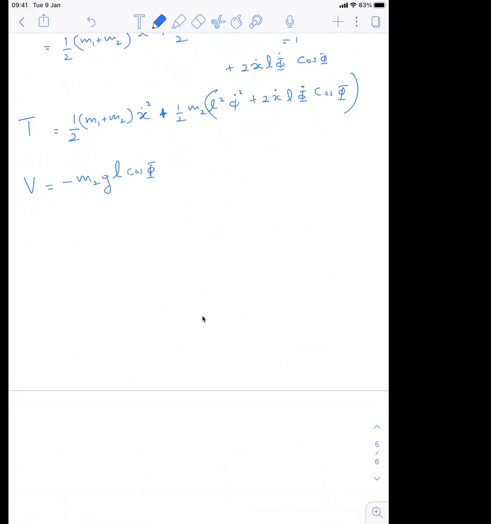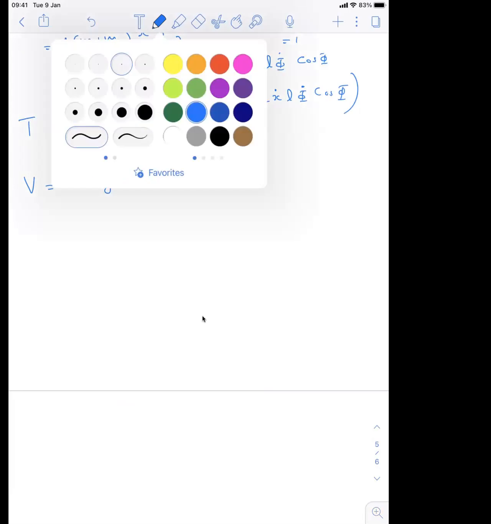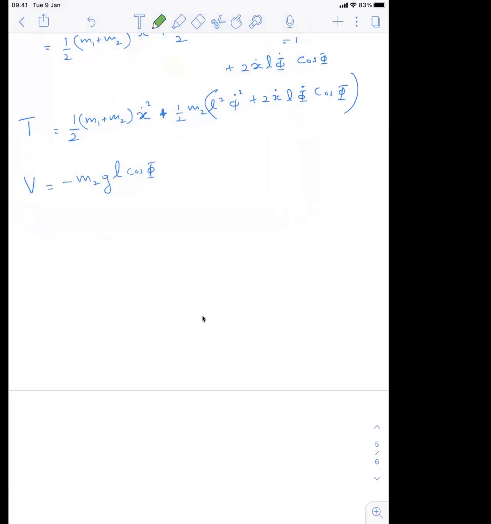Now you can see that it took some time for me to figure out and do this calculation and find the kinetic energy and the potential energy, right? Now, there is an alternative way of finding this kinetic energy. So let me just show this in a different color.